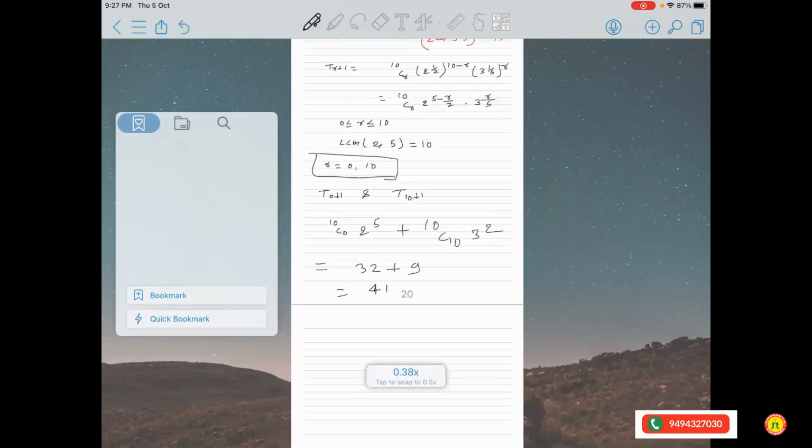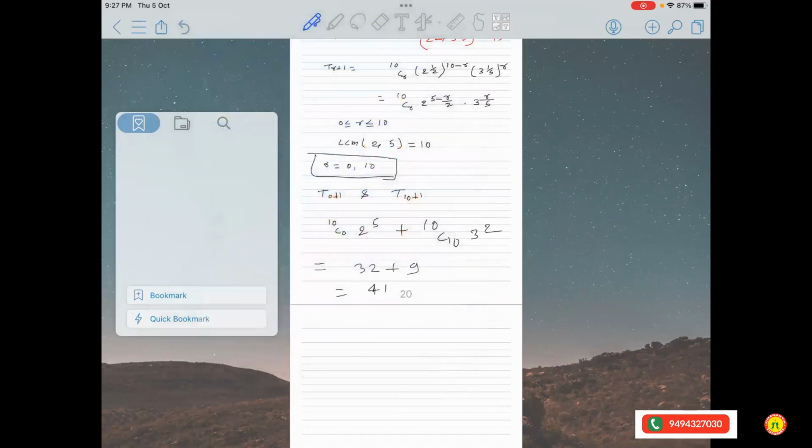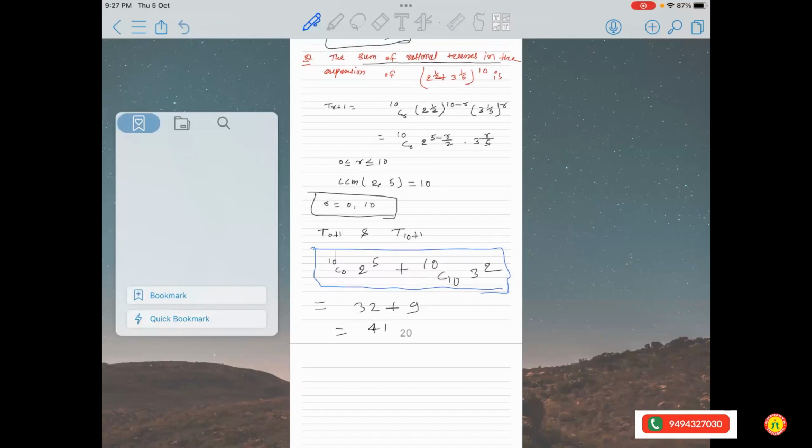Got it? The answer for this question: it is asking the sum of rational terms, right? So the rational terms are T1 and T11, right? So T1 is 10C0. Put the value of r equal to 0 plus r equal to 10 in this expression, right? Got it? That is the answer, right?